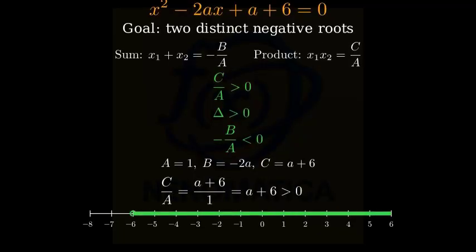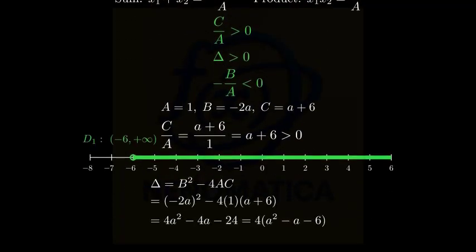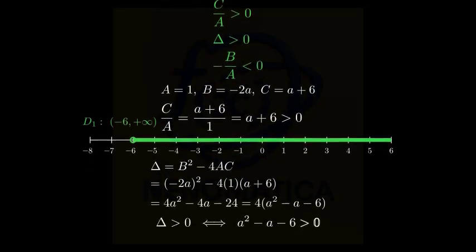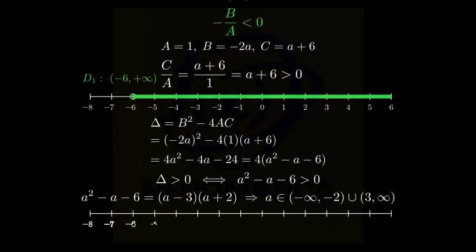Step 2. Discriminant positive. The discriminant is b squared minus 4ac. That is (-2a) quantity squared minus 4 times 1 times (a plus 6), which simplifies to 4 times (a squared minus a minus 6). Requiring it greater than 0 is the same as a squared minus a minus 6 greater than 0. The roots of a squared minus a minus 6 are -2 and 3, so the inequality holds when a is less than -2 or greater than 3.